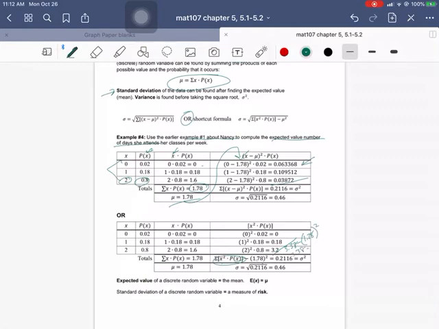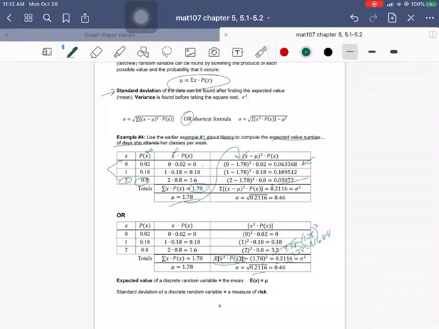3.38 minus 3.1684. Remember, order of operations, you have to square first and then subtract, and you'll get the same number that you need to square root to get your standard deviation. Okay, so how much she varies from 1.78 days is about half a day.